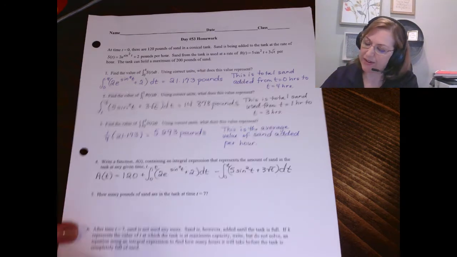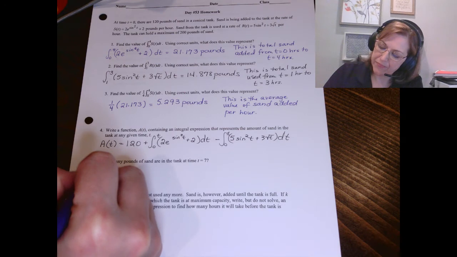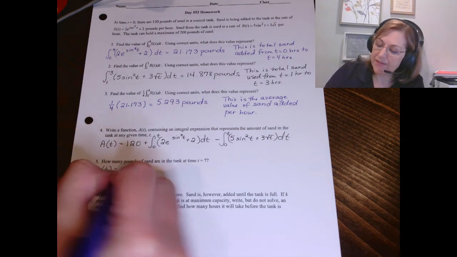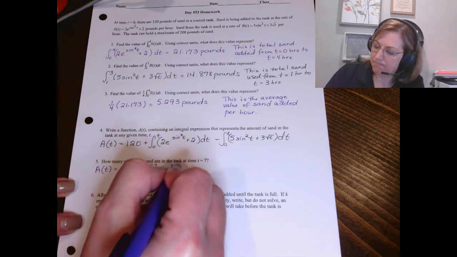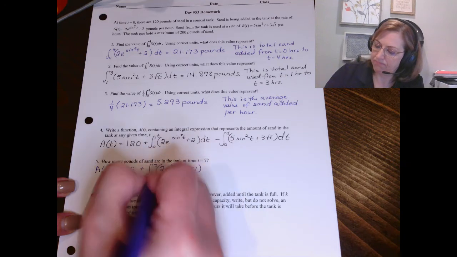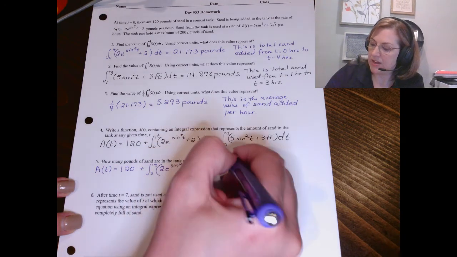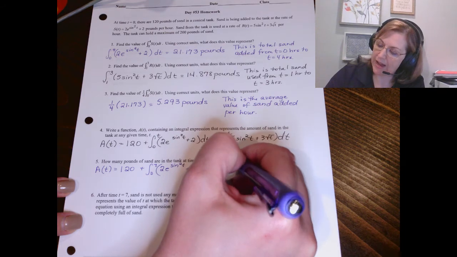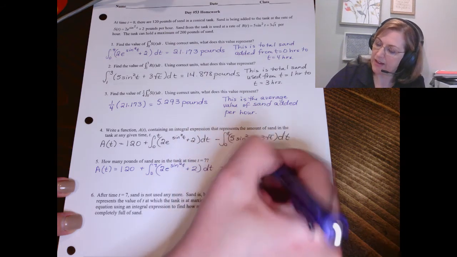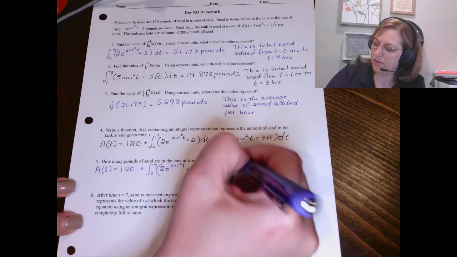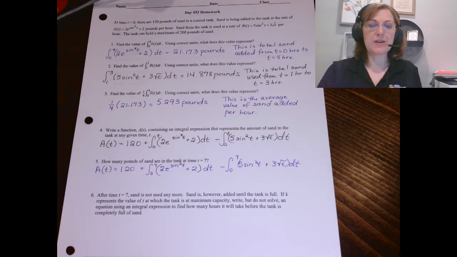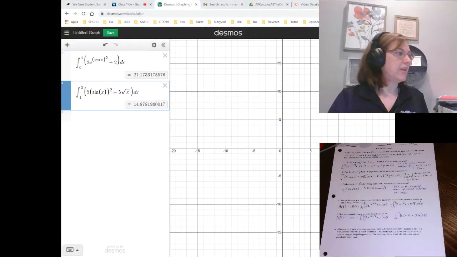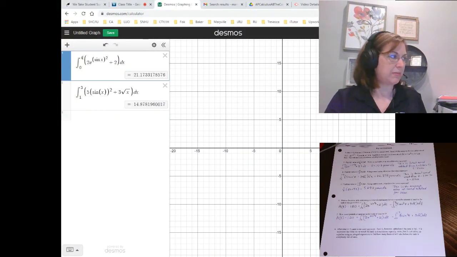was in the tank when t is 7. So we're going to plug in 7 for t. And we'll have to rely on Desmos for these integrals, but that's okay. I'm going to show our Desmos screen. And friends, we already have these equations in here, really nice. So I'm going to just change the bounds.